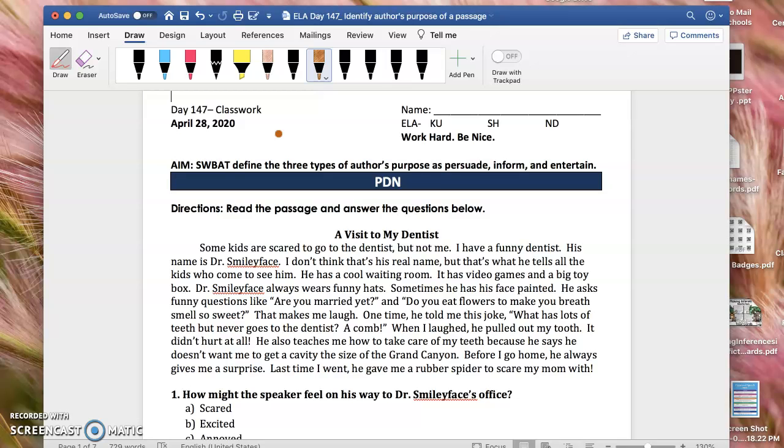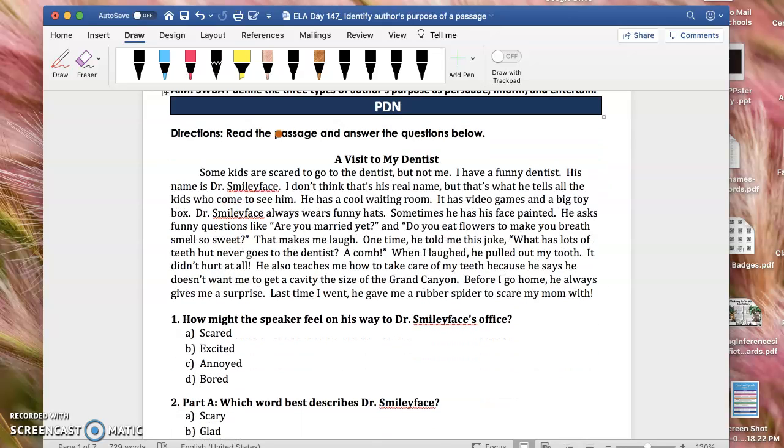I am not going to read the whole passage. You should have read it on your own. I'm just going to go straight to the questions. So, first question, how might the speaker feel on his way to Dr. Smiley's office? So first of all, guys, in order to know how the speaker is feeling, that means that you have to think about the STILL, right? Think about what the speaker is saying, what the speaker is thinking, the emotional effects on others, what the speaker is doing, or how the speaker looks, right?